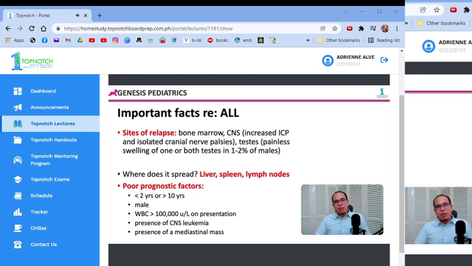Okay? Commonly na tinatanong, site of relapse. Saan yung pinaka-common tatlo? Bone marrow, CNS, and testicular relapse. So bone marrow, central nervous system, and testis. Okay? Other sites, aside from these 3, where does it spread? Liver, spleen, and lymph nodes.